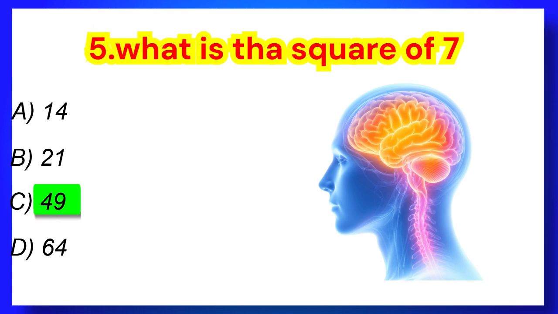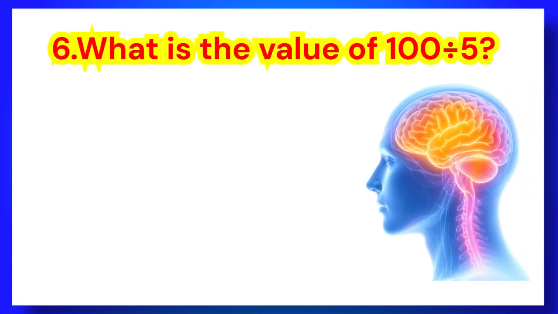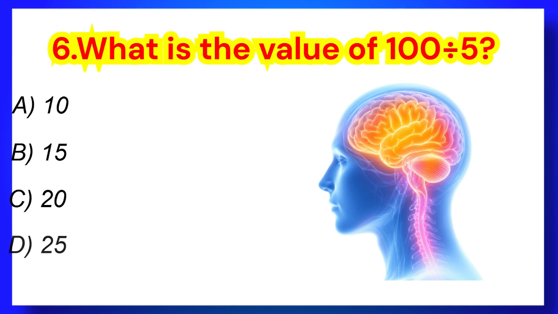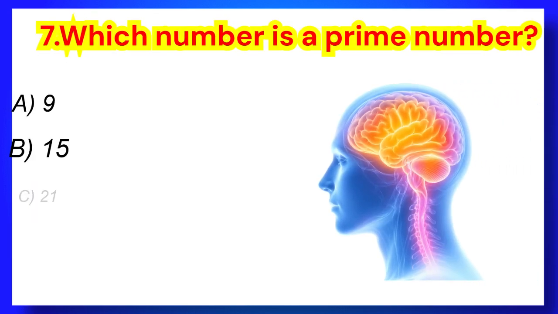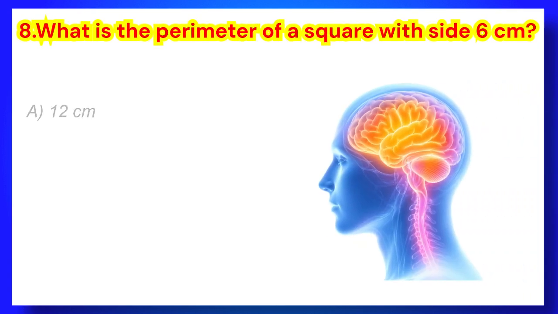Correct answer, C, 49. Question number 6. What is the value of 100 divided by 5? Correct answer, C, 20. Question number 7. Which number is a prime number? Correct answer, D, 13. Question number 8.